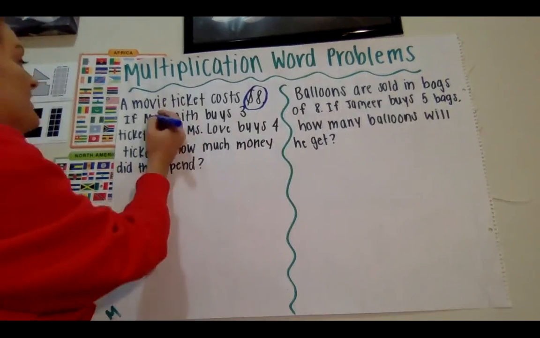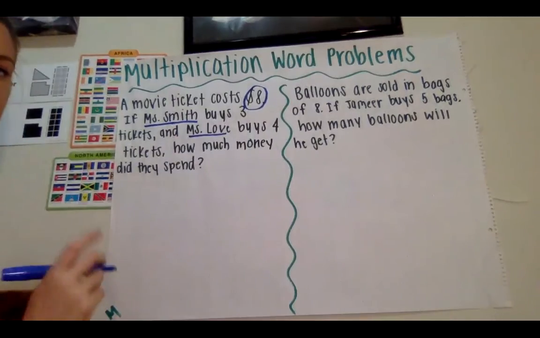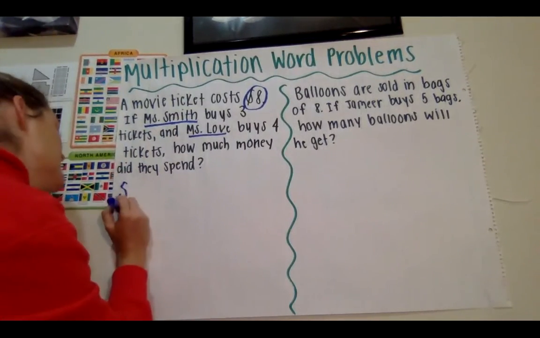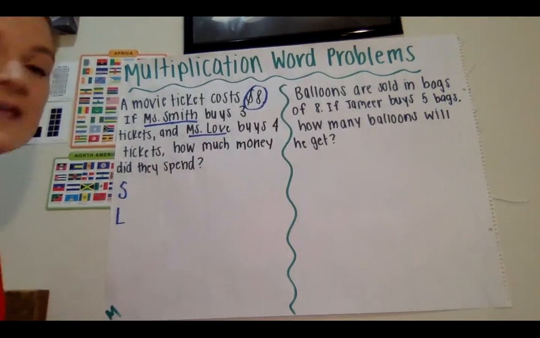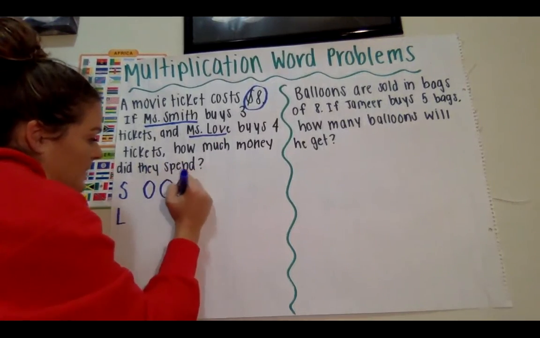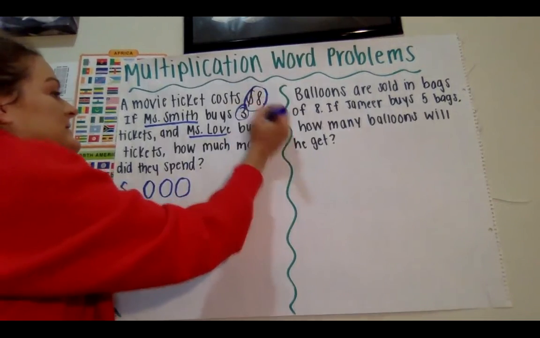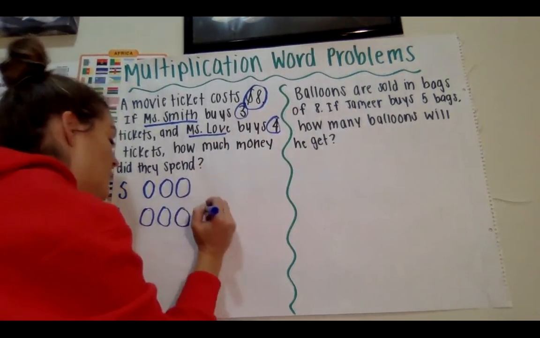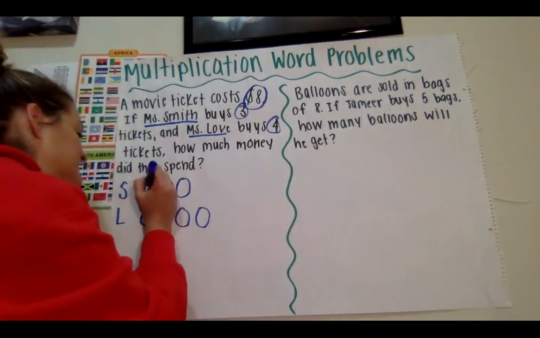But I also see that there's Miss Smith buying tickets and Miss Love buying tickets. So the first thing I'm going to do is I'm going to come down here. I'm going to do an S for me, for Miss Smith, and an L for Miss Love. Now, I bought 3 tickets, which basically gives me 3 groups. And Miss Love bought 4 tickets. I'm going to go ahead and circle these numbers too so I know I used them. So that's going to give her 4 groups. And I know the size of each of my groups is 8.